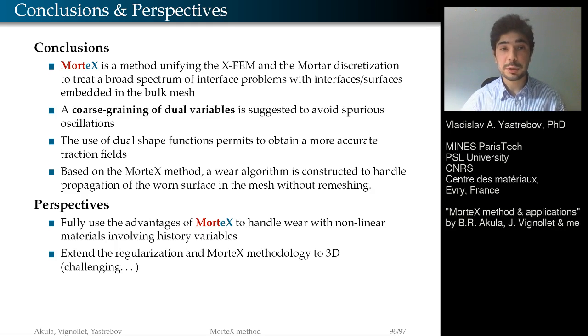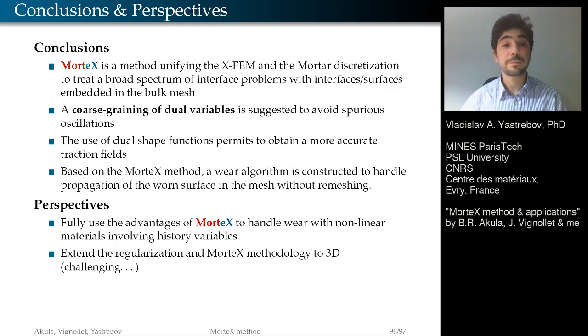The MorteX method works very nicely for most problems, but sometimes it demonstrates some spurious oscillations in the interface. In order to cure them, we use coarse graining of dual variables, which is easy to adjust automatically. No need to ask the user to specify the coarse grain parameter every time. And finally, we conclude that dual shape functions provide us with more accurate solutions than classical shape functions. So we are switching gradually to dual shape functions, even though we don't yet use all the advantages of these shape functions.